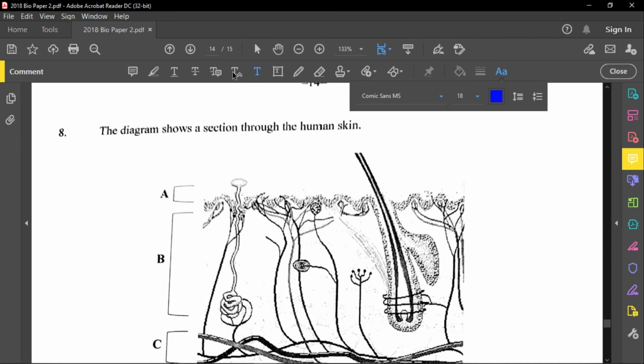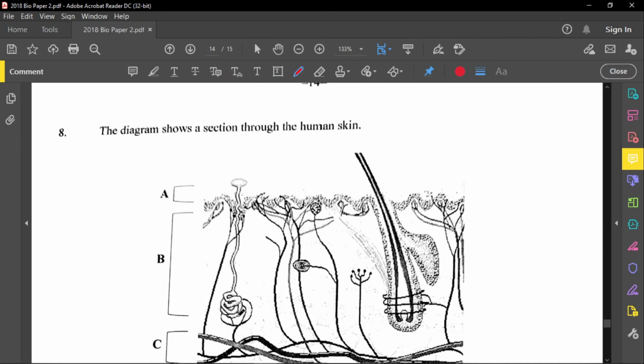I'm seeing one here, which is this structure right here. Let's label this one X, and that is the sweat gland. Also, the hair is the next one. Let's call that Y. So that's X and Y. We find our X and our Y. Let's see if there's any more there.